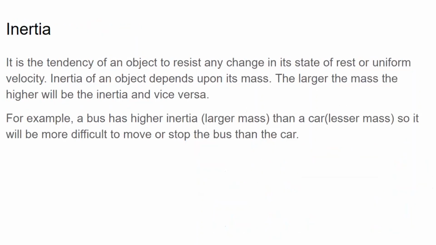Inertia is the tendency of an object to resist any change in its state of rest or uniform velocity. Inertia of the object depends upon its mass. The larger the mass, the higher will be the inertia, and vice versa. For example, if we take a large bus which has a large mass and compare it to the mass of a car, which is less, the bus will have more inertia, hence it'll be more difficult to move or stop it compared to the car.